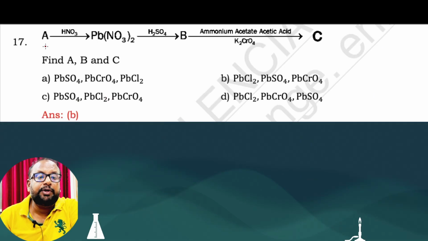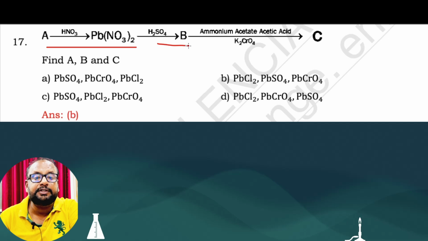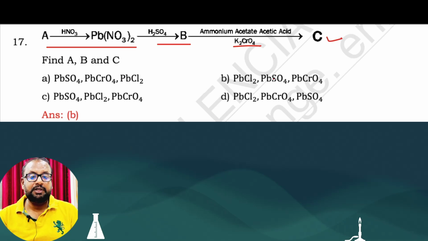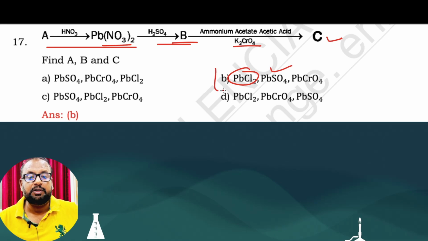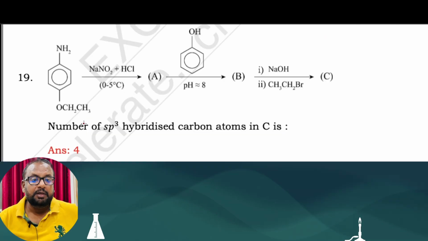So a compound A treated with HNO3 gives Pb(NO3)2, which on reaction with sulfuric acid gives you B, and B when treated with ammonium acetate and K2CrO4 gives you C. So what are these products? PbCl2 gives you Pb(NO3)2 when reacted with HNO3. Of course, with H2SO4 the reaction will give PbSO4. So this is the only option left over, because in the final step we are treating with K2Cr2O7. Yeah, next question.